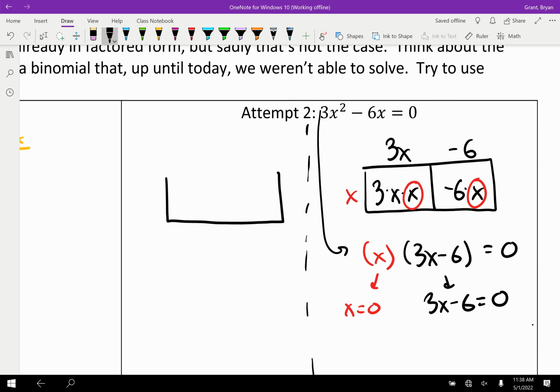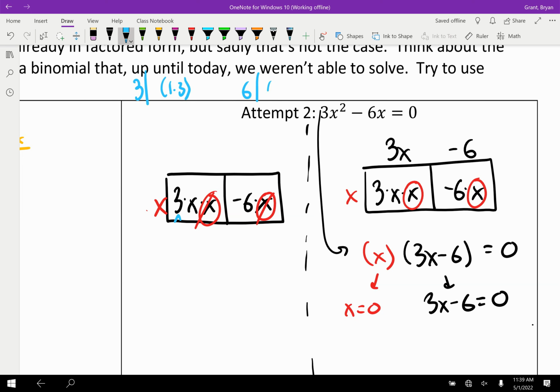Same idea as before. Go through, draw the exact same box, 3 times x, and negative 6 times x. I'm going to start with the same thing. I'm going to say, okay, they each have an x in common. We're going to factor out that x. However, we also should realize that when we learned our greatest common factors last unit, there is something that 3 and 6 have in common. If you have your factor sheet around, you'll see that 3 has factors of 1 times 3, and 6 has 2 sets of factors, 1 times 6, as well as 2 times 3. And so they actually both have a greatest common factor of 3.